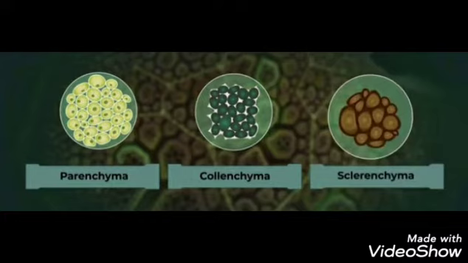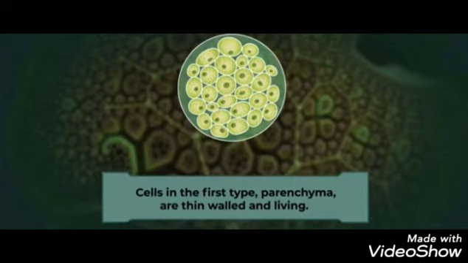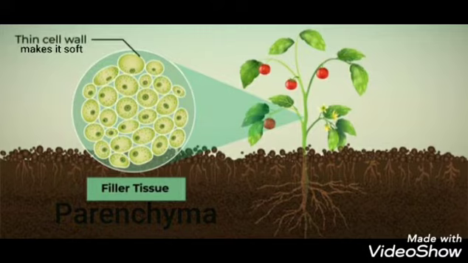The simple permanent tissues are of three types: parenchyma, collenchyma and sclerenchyma. Let us first study about its first type, that is parenchyma tissues. Children, these tissues are made up of living cells and these are found throughout the plant body. As we have studied, these tissues are also known as the filler tissues. Why? Because they fill the spaces between other plant tissues.